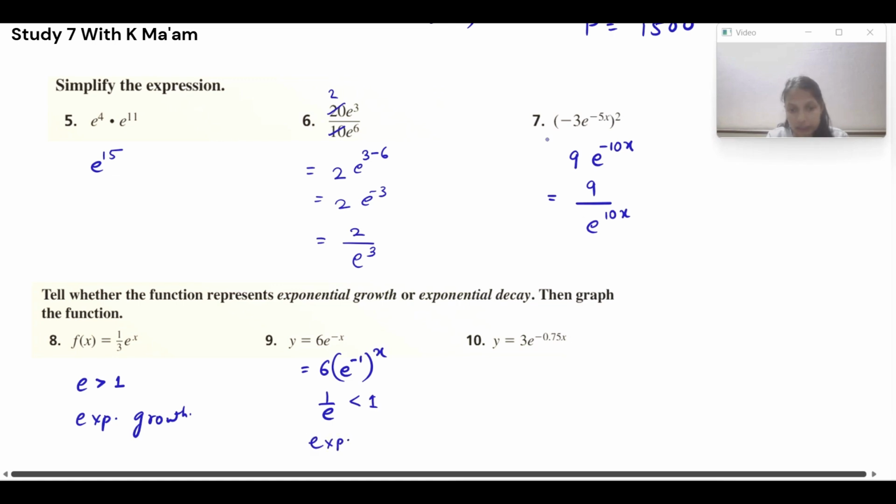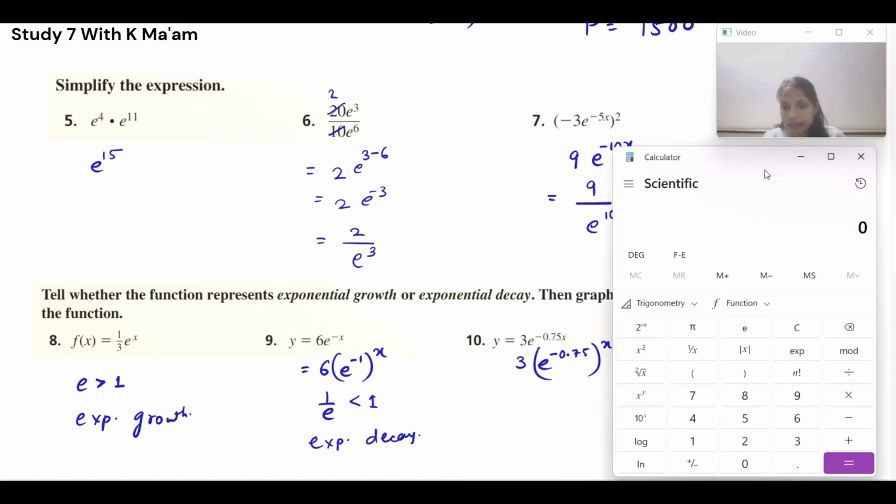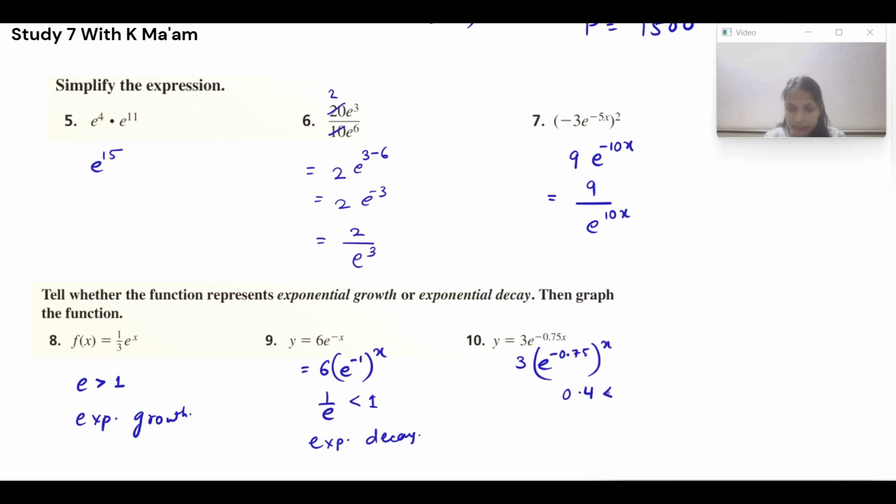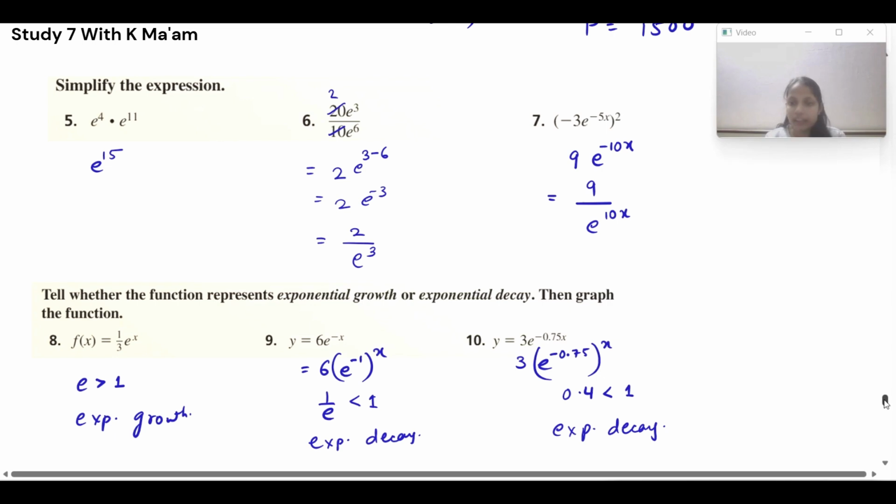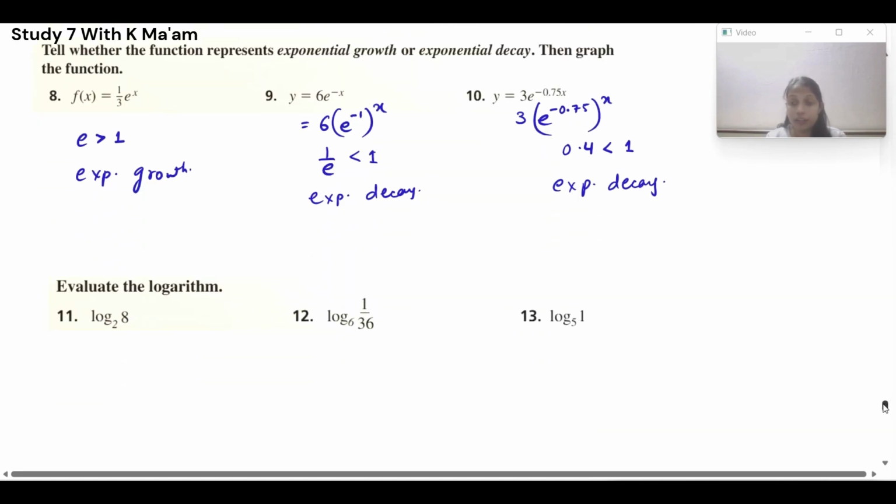So it's exponential decay. The next is 3 e power negative 0.75, then whole power x. You don't have to include anything with x. Whatever is the multiple of x is considered as b. So I'm calculating e to the power negative 0.75. It's approximately 0.4. So 0.4 is less than 1, okay? So it's exponential decay. Then it says graph the function. You can graph it for yourself, okay?